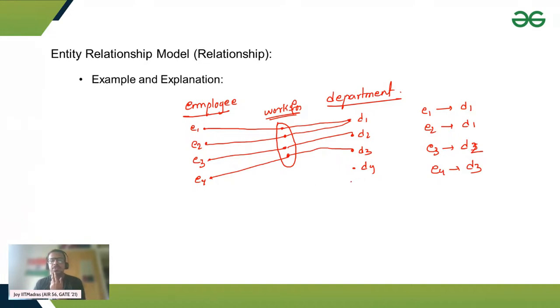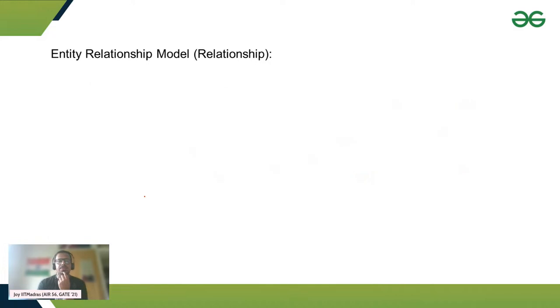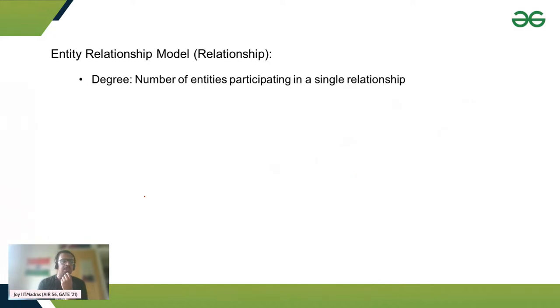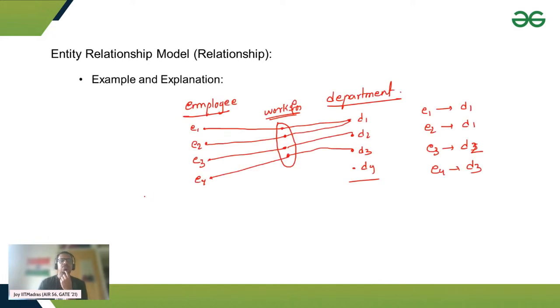So department D4 is not having an employee, right? This is the basic example for an entity relationship model. Let me check the other terminologies. We'll be discussing this example in terms of other measurements that we'll be using for an entity relationship model.